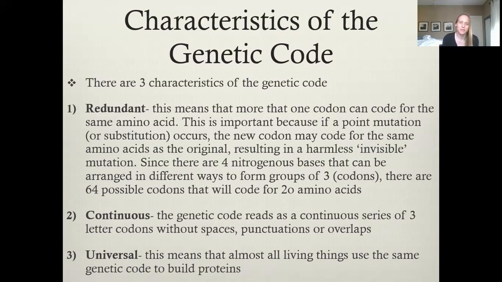The genetic code is also continuous, meaning that you read it the same way you would read a sentence, just like one codon after another, just like you would read a sentence one word after another. And lastly, the genetic code is universal. And the reason that it's called universal is because almost all living things use the exact same genetic code, the exact same nucleotides to code for and build proteins.